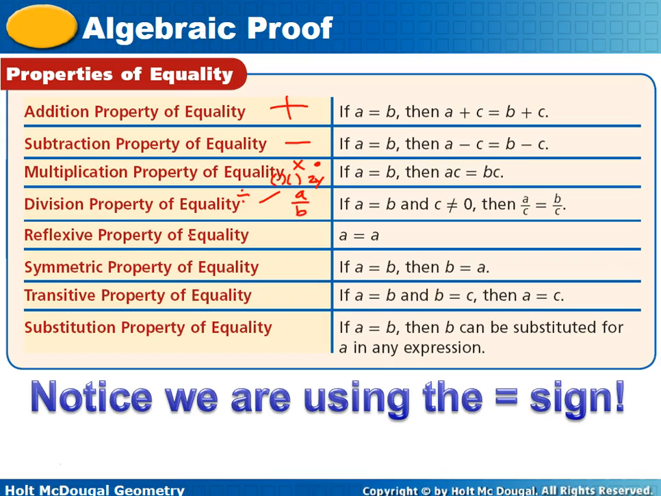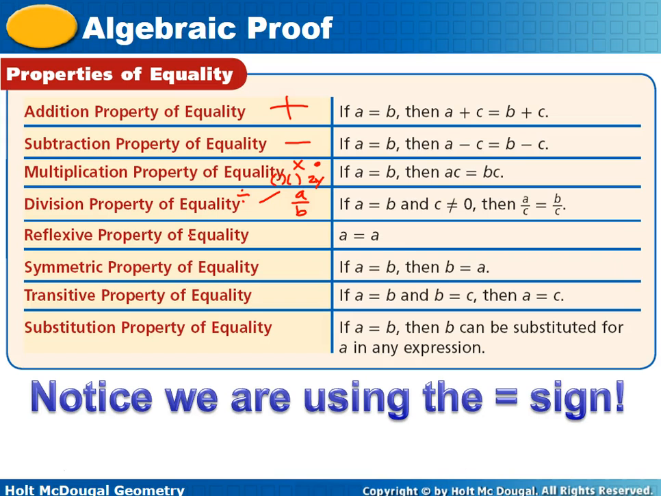That also represents division. So if you look at the actual examples here, if a is equal to b, then a plus c is equal to b plus c. That's where we add c to both sides. For the subtraction property, if a is equal to b, then a minus c is equal to b minus c. We subtracted c from both sides. The third one, multiplication: if a is equal to b, then a times c is equal to b times c. And the fourth one, the division property: if a is equal to b and c does not equal 0, because we can't divide by 0, then a divided by c is equal to b divided by c.